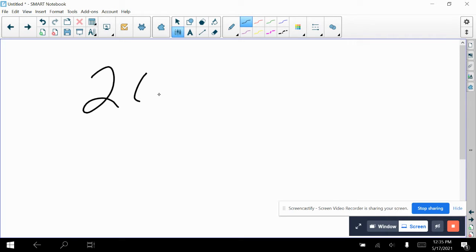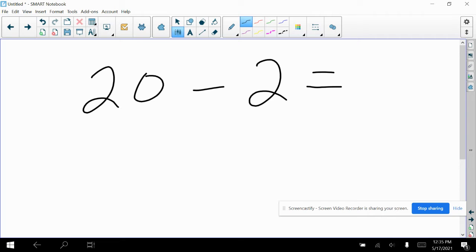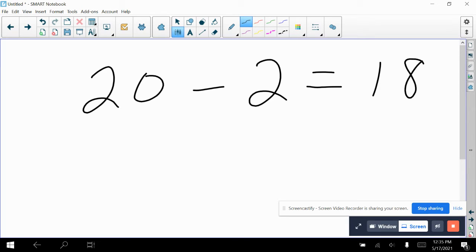Okay, so let's start off really easy. So if we have something that looks like this, our answer is what? All right, everybody knows that it's 18. That's pretty simple. You've been doing that since 2nd, 3rd, 4th grade, whatever. So this is a subtraction problem, yes?